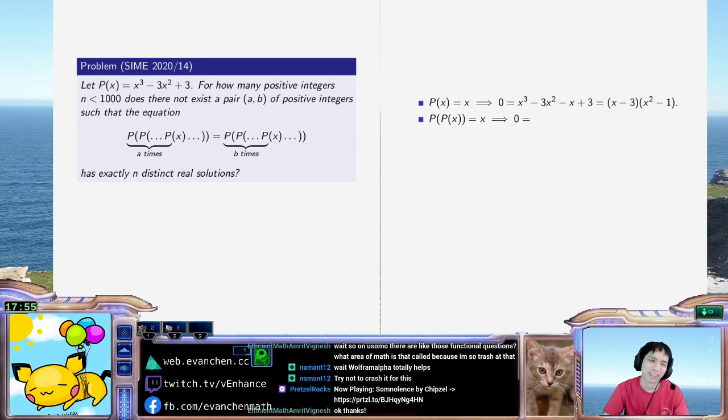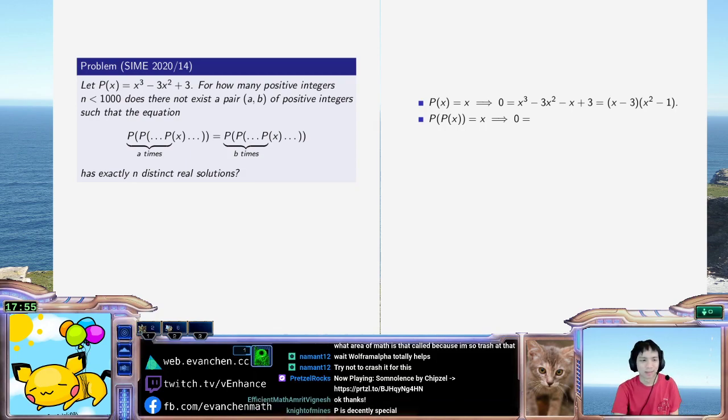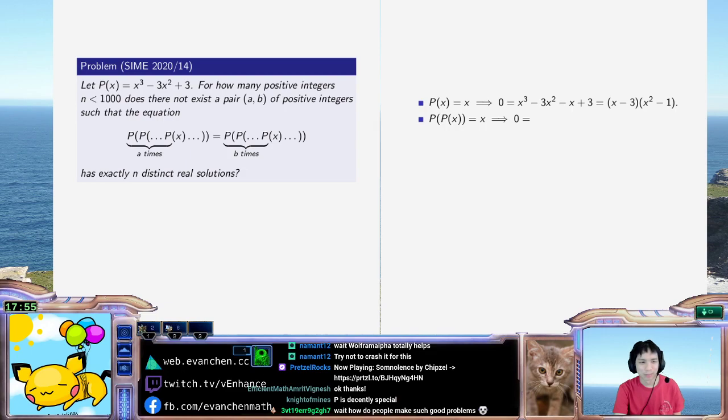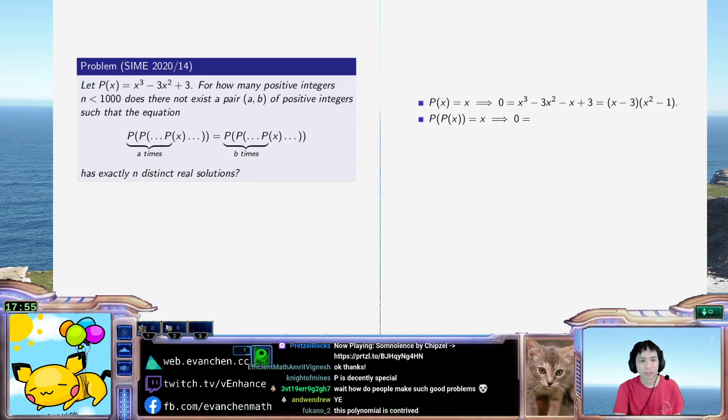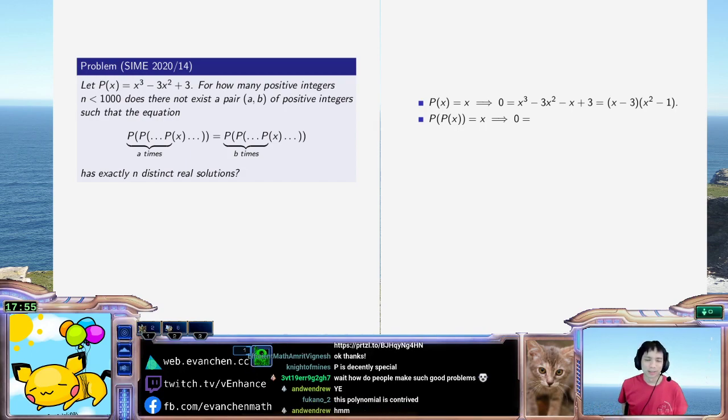Alright, what am I going to do with this? Well, I really don't want to factor the ninth degree, but it feels like it would be such a useful foothold. I really want to know whether there's 3 solutions or 9 solutions or however many there are. P is decently special. Yeah, I totally believe that. I can already see that it's chosen so that p of x equals x is solvable nicely. But I think there's probably more than that.